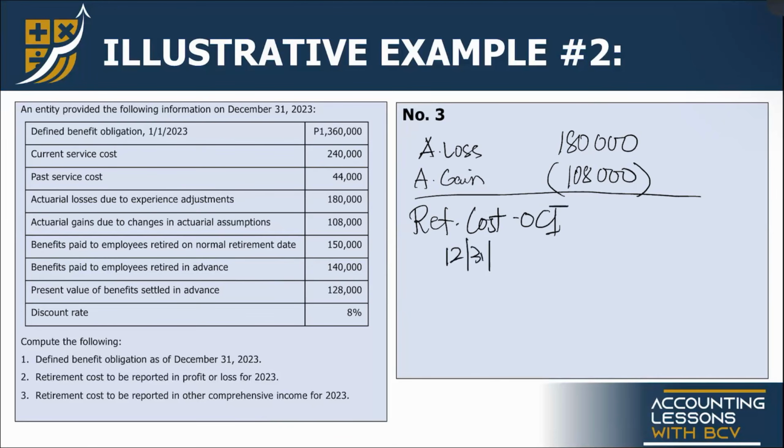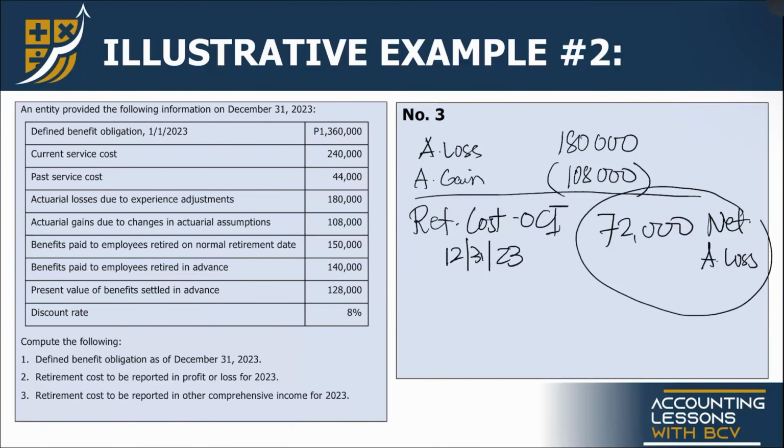Okay? So, magkano daw ang retirement cost na ire-report mo sa OCI? December 31, 2023. Answer, 72,000. Okay? Since mas malaki si actuarial loss, then the resulting amount is net actuarial loss. Okay? Net actuarial loss. Pero kung mas malaki yung gain, alam natin ang tawag, net actuarial gain naman. Yes? Okay? Ayos? Alright.